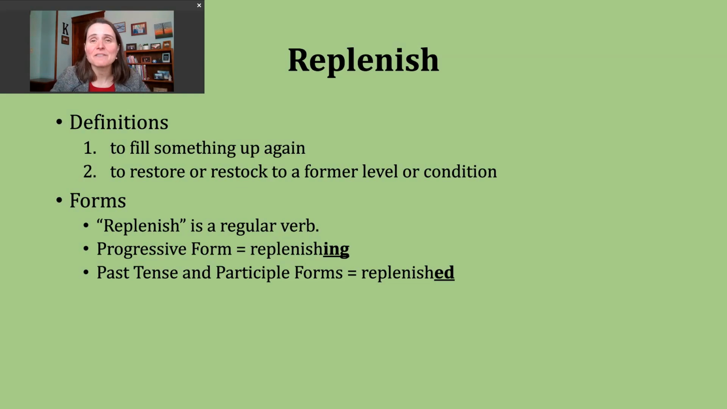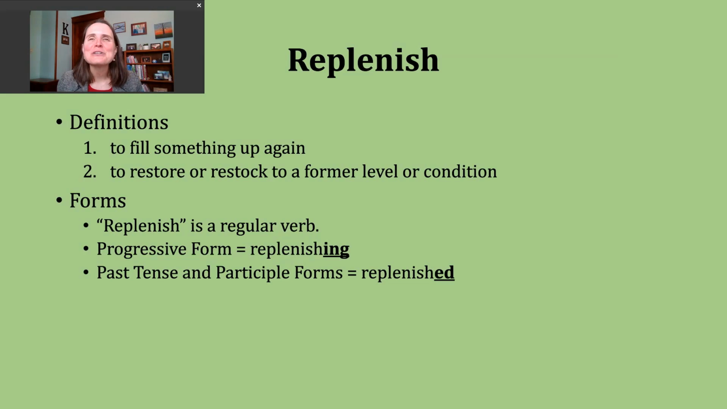Related to this is the second definition of the verb, replenish. That's to restore or restock something to a former level or condition. If you are someone that works in retail, so places where items, things are being sold, right? Sometimes all of an item might be purchased during the course of the day. So you might need to replenish or put more things out on the shelves or on the racks, depending on what kind of store it is.